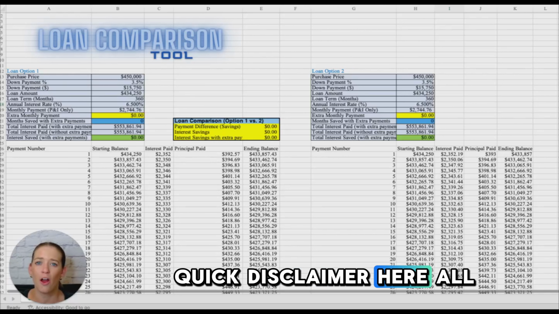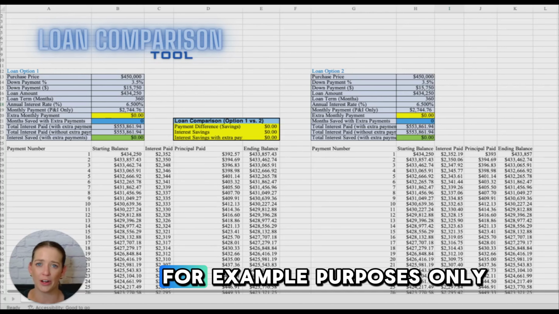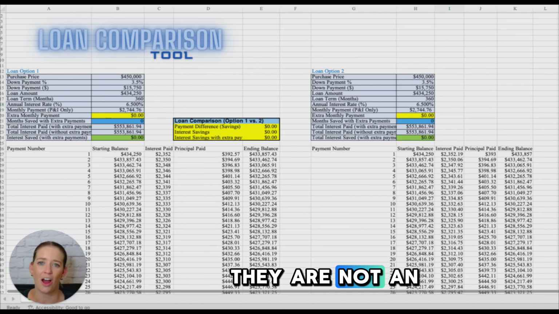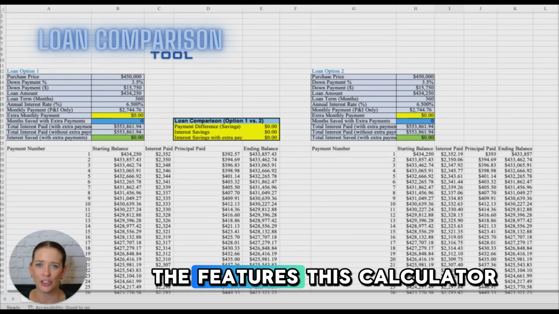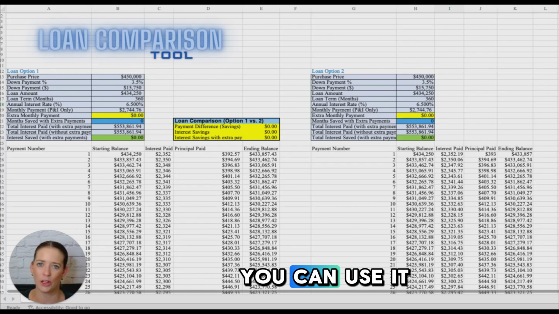Quick disclaimer here, all the numbers I'm going to go over in this video are for example purposes only. They are not an offer of rates or terms. If you do want a rate quote, you can get one from a licensed loan officer. I'm going to go over the features this calculator has as well as how you can use it.